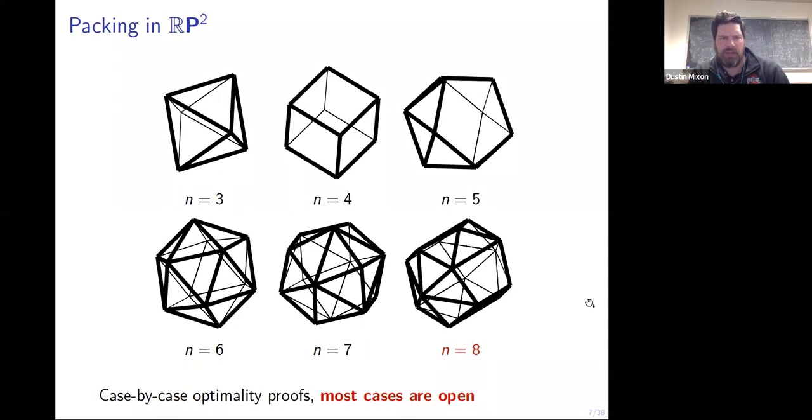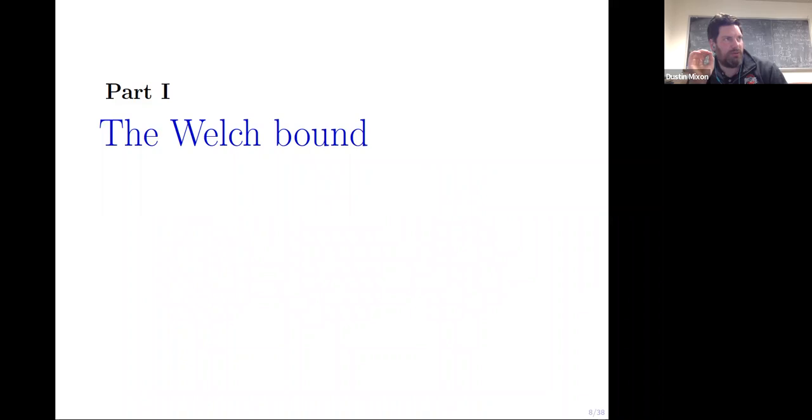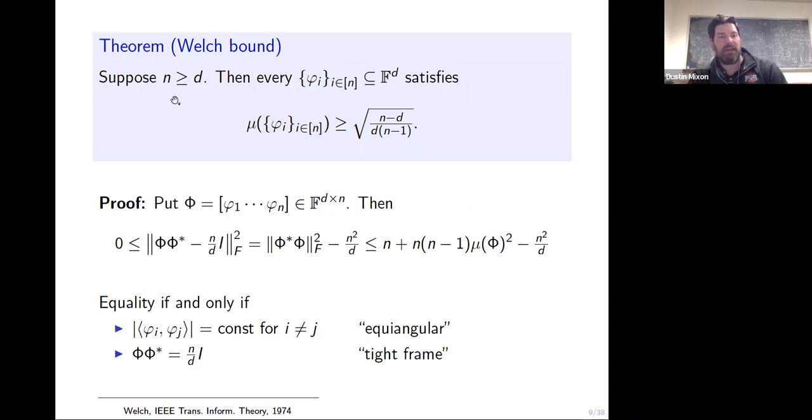So, okay. I want to start by showing you a class of results that makes up the bulk of what we understand about this problem. It revolves around this thing called the Welch bound. So let's talk about the Welch bound. I have n lines or n vectors in d dimensions, either real or complex, it doesn't matter. If you have that many vectors, then the coherence is necessarily greater than or equal to the square root of (n minus d) over d times (n minus 1).